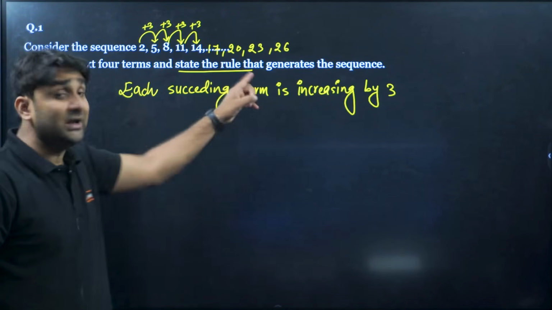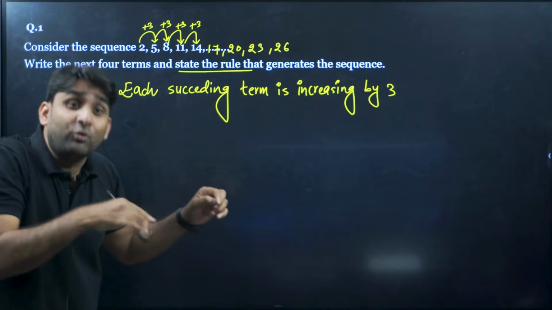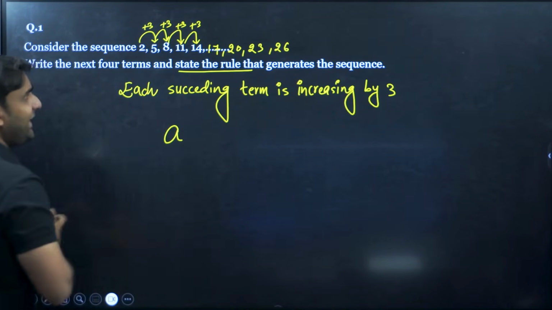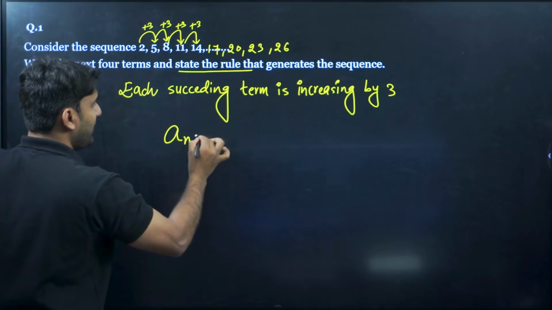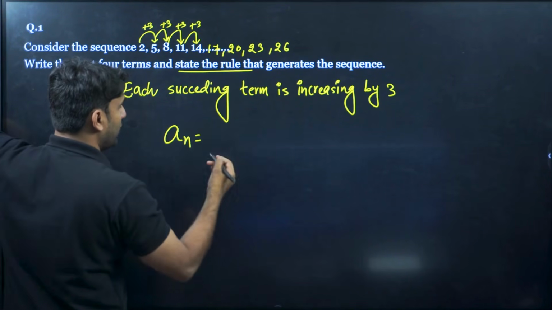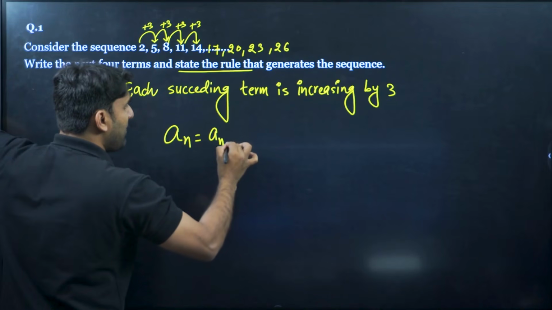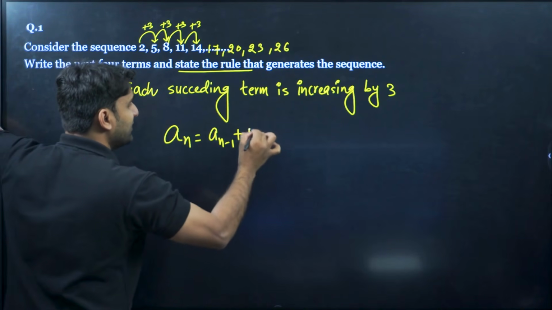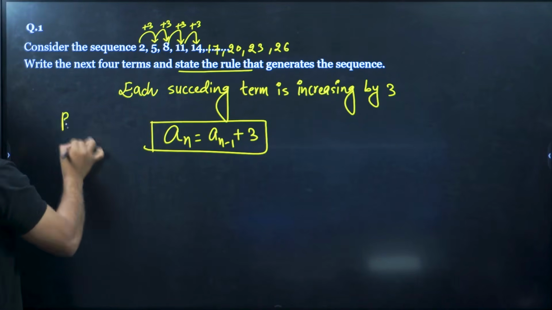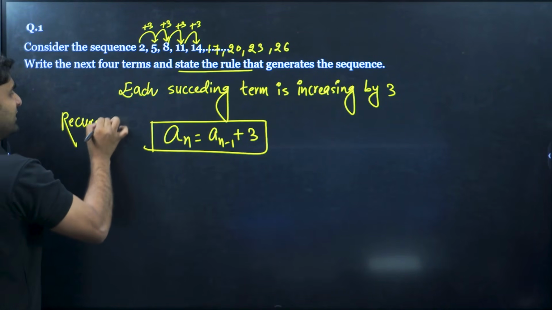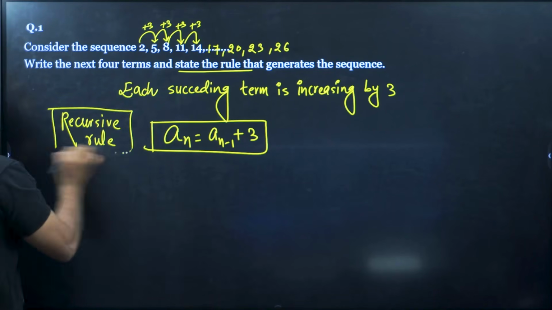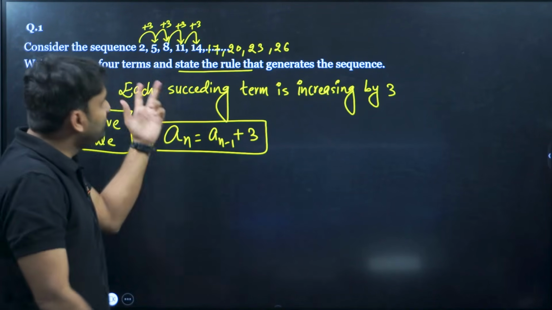So we have to write this in mathematical language. We can write it like this. Here, AN means the next term is equal to AN minus 1 plus 3. This rule is being followed here. This is called a recursive rule. A recursive rule is basically a rule which is followed between each next term, between each neighboring term.